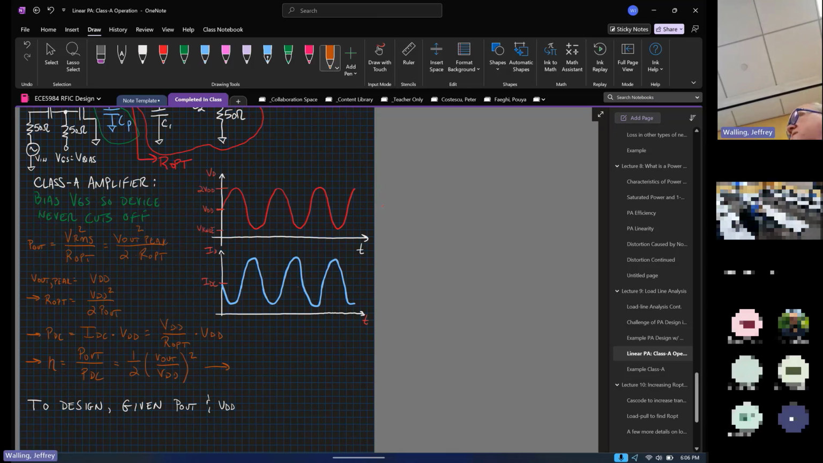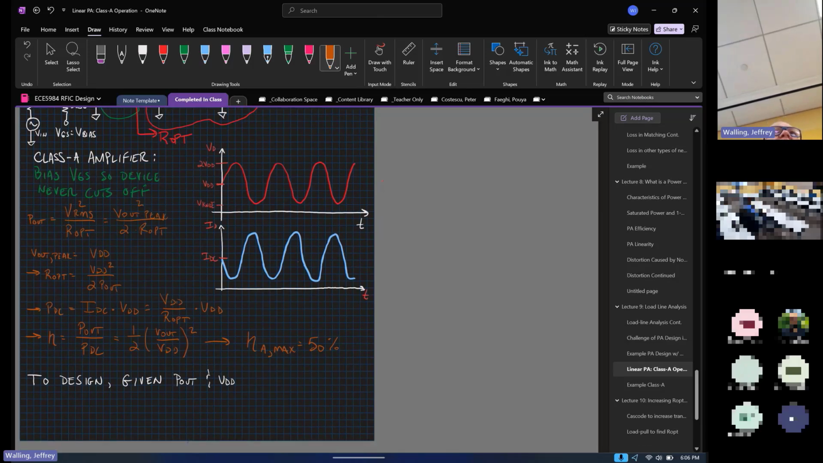Now V out max is equal to VDD, we already said, so eta of a class A amplifier max is equal to 50%, and it rolls off as the square of the output voltage. So as we reduce the output voltage from peak, the efficiency is reducing as a square of that voltage.